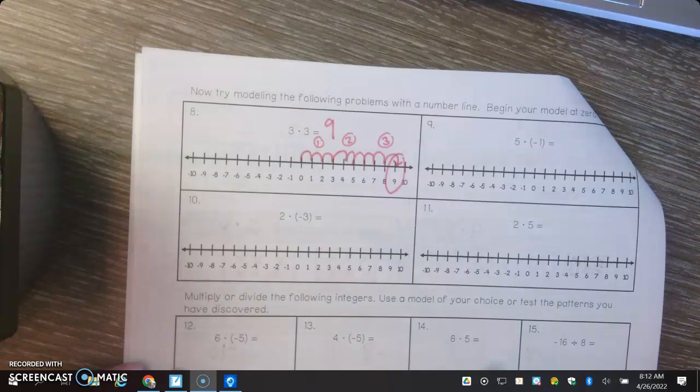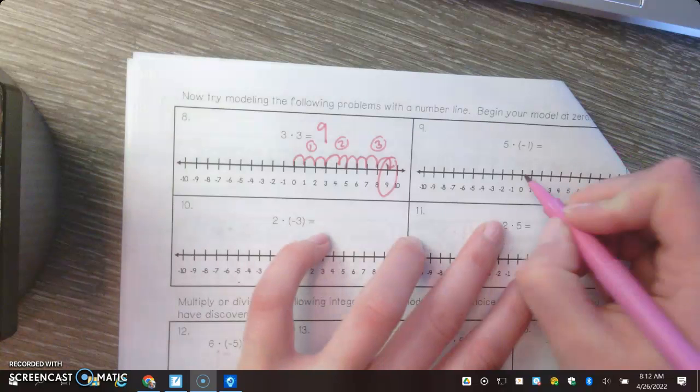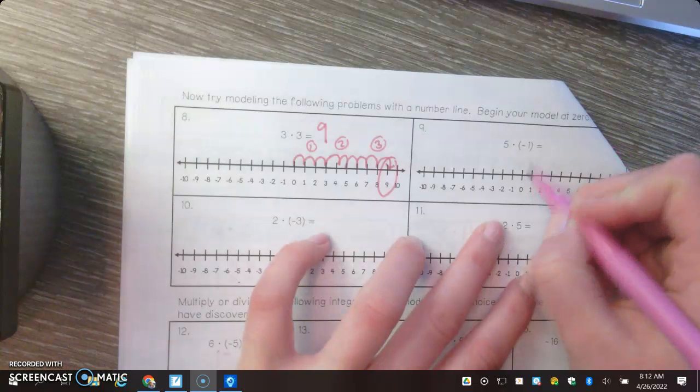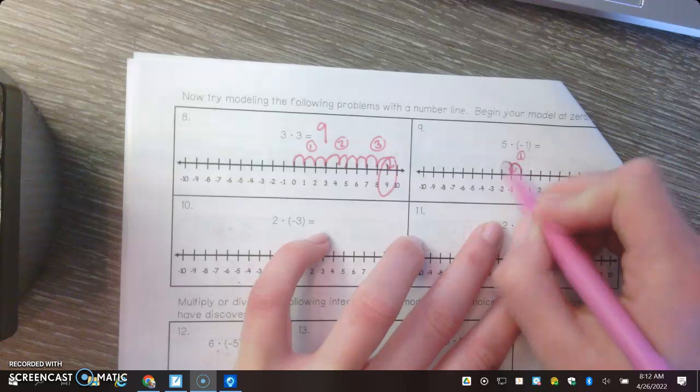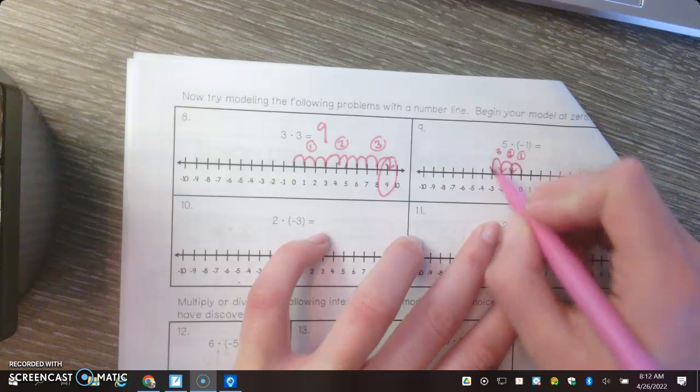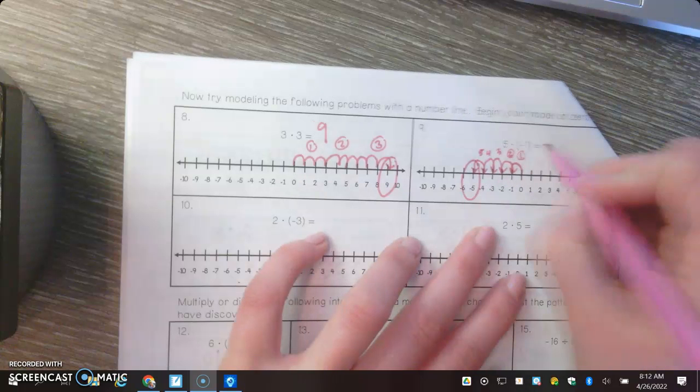Alright, what about 5 times a negative 1? Alright, so starting at 0, I need 5 groups of negative 1. So I'm going to go back. Here's one group. One more group. Another group. Another group. And my last group. Where do I end up? Negative 5.